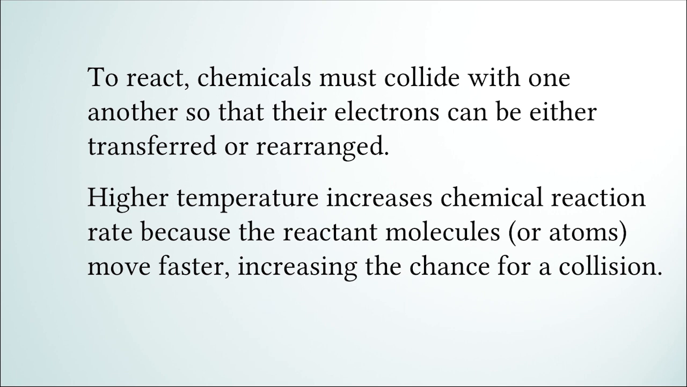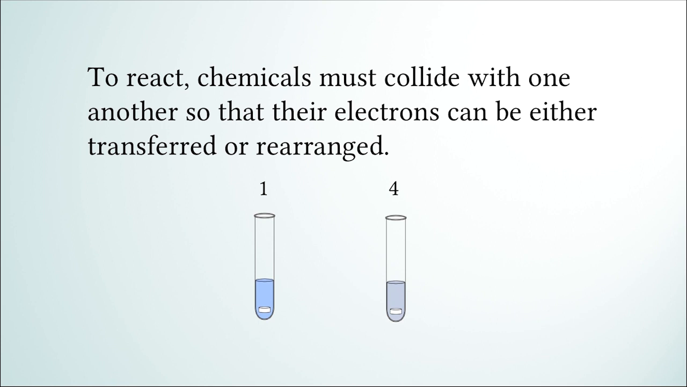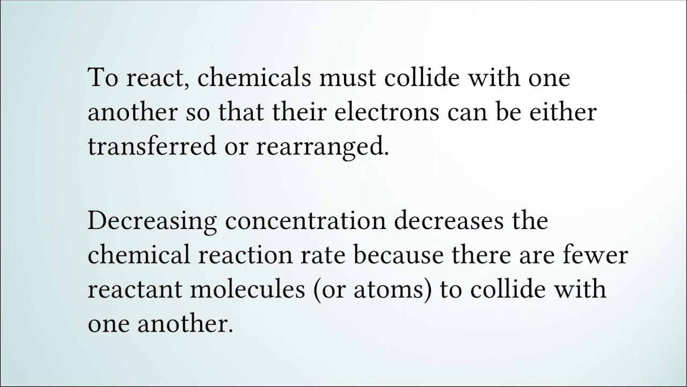Now think back again to test tubes 1 and 4. Test tube 4 had less of a concentration of toilet bowl cleaner and thus had a slower reaction rate. As concentration of a reactant decreases then, chemical reaction rates decrease too. Again, this has to do with collisions between reactant molecules. If there is a smaller concentration, there are not as many reactant molecules present to collide. So we can say that decreasing concentration decreases the chemical reaction rate because there are fewer reactant molecules or atoms to collide with one another.